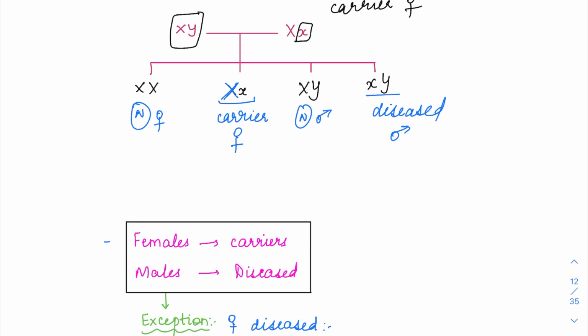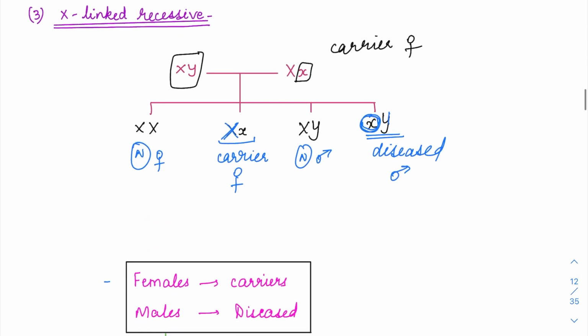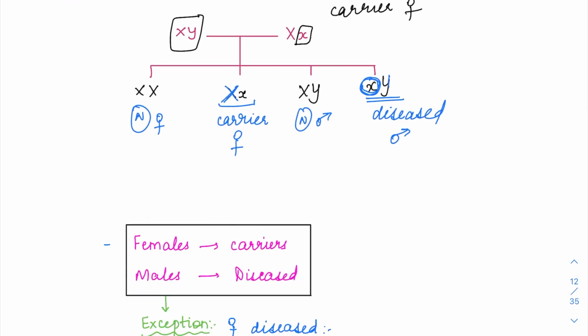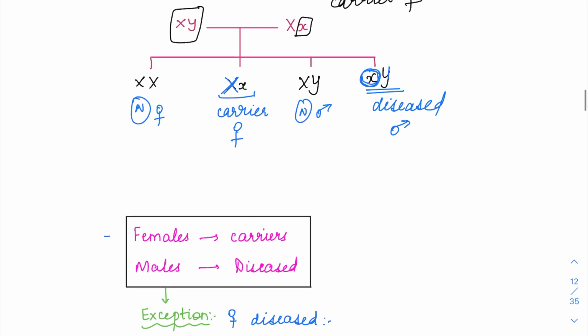But this male has the defective x, and being a male, he will have only a y as the other chromosome. He will not have a normal x to replace the function of this defective x. So this male is going to be diseased. So this is the diseased male. In X-linked recessive, you are going to get one diseased male and one carrier female, along with two normal people.